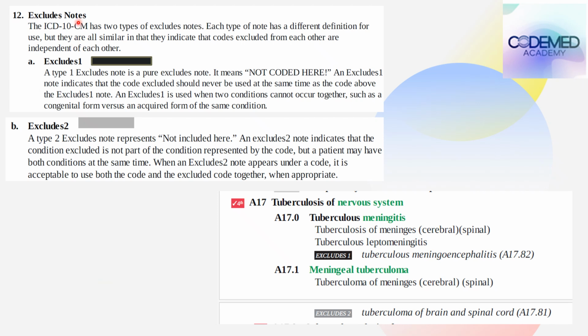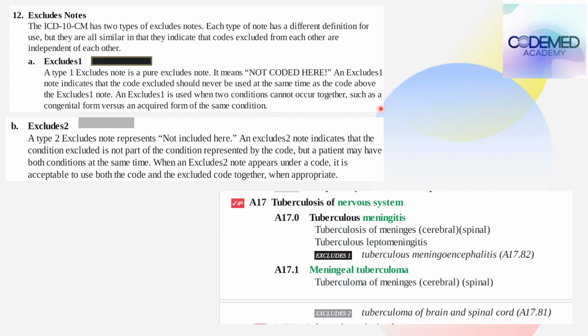So convention 12 is very important. It is the exclude notes, and there are two types of exclude note, Excludes1 and Excludes2, and they have used color coding. For Excludes1 they have used black, and Excludes2 is a gray color. So black is a strict no, not coded here, and an Excludes1 note indicates that the code excluded should never be used at the same time as the code above the Excludes1 note. So in this particular example, this code and this code will never go together.